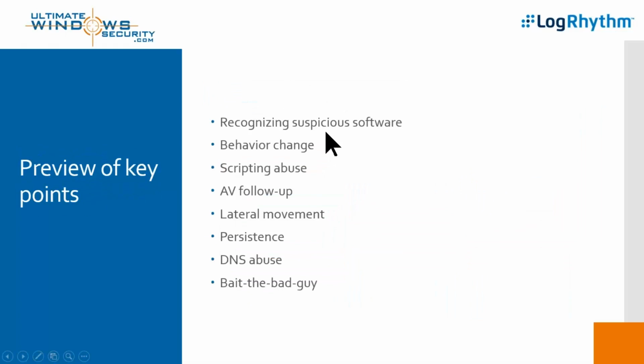So I actually ended up adding one, so we went from 7 to 8, but here's a quick rundown of what we're going to talk about. You can go out hunting for suspicious software. You can go out hunting for behavior changes, scripting abuse, following up on AV. This is an interesting one, especially, that came from Q. Lateral movement, both from the point of view of endpoint and user account. We'll talk about recognizing when bad guys try to gain persistence for their malware, DNS abuse, and then finally bait the bad guys. So these are just tons of fun.